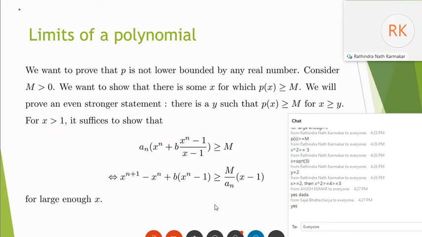Is it x to the power n minus 1? Yes, b into x to the power n minus 1. The minus 1 is separate, not part of the power. Just multiply out this thing. This x^(n-1) has come from here. Okay. So that's how it is.